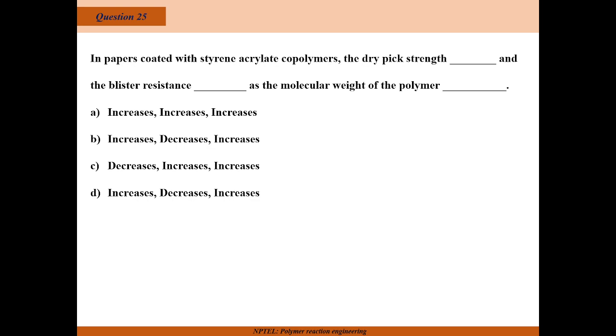The dry peel strength, when we say that, is about the adhesion property. Yes, dry peel strength generally, if it is coated material, then it will be there. And blister resistance also, all should be on the higher side, if I am correct. Not all are. The blister resistance actually decreases, and the other two increase. That is the answer.